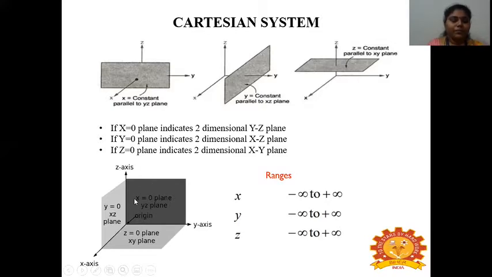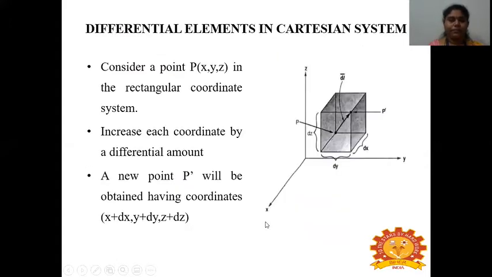So see here, if x is equal to 0, we will have the plane like this, that is the yz plane. If y is equal to 0, we will have the plane in the x and z plane. If z is equal to 0, we will have the xy plane. The range varies from minus infinity to plus infinity. Similarly for your y axis, the range varies from minus infinity to plus infinity, and similarly for your z axis also, the range is from minus infinity to plus infinity.